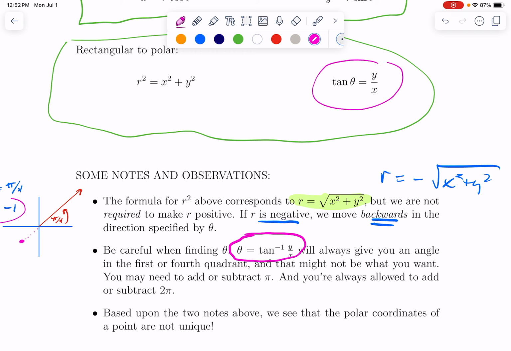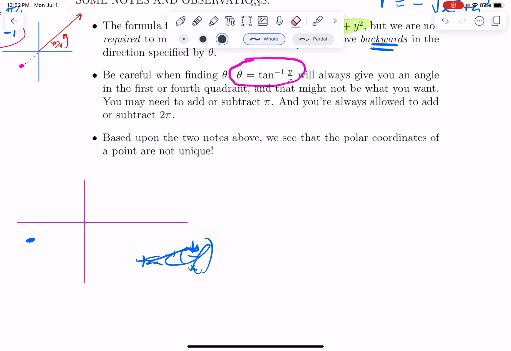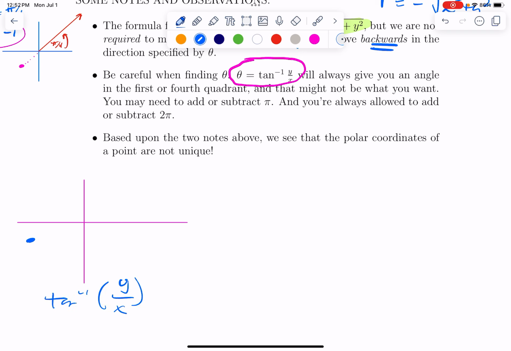Inverse tangent will always give you an answer in the first quadrant or the fourth quadrant, which may or may not be what you want. If you have a point over here and you do inverse tangent of y over x, you will actually get the angle pointing in the complete opposite direction. That's not the direction you want, but you can fix that very easily by going across, and so you could add pi to that to get the correct direction.